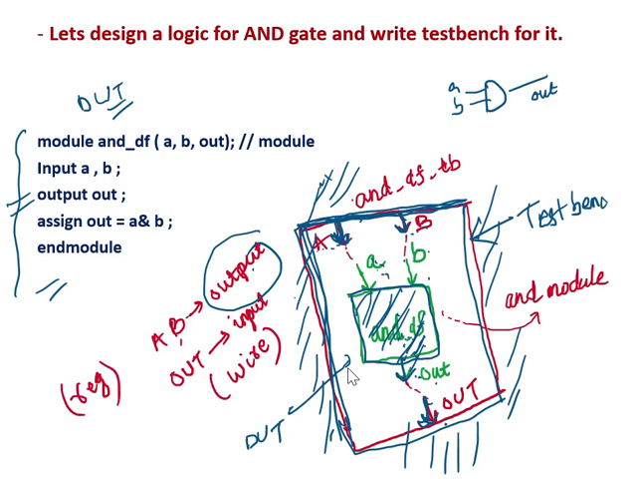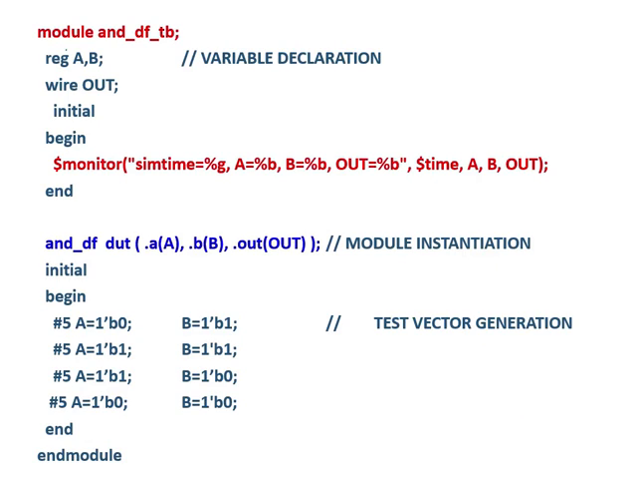This part is your test bench, and this part is your design module, your AND module. The wrapper, the top module, is the test bench. Whatever is going out is output: A and B. What is coming in is out. This out is coming into the test bench, and A and B are coming from this outer box. So this is the structure of your test bench.